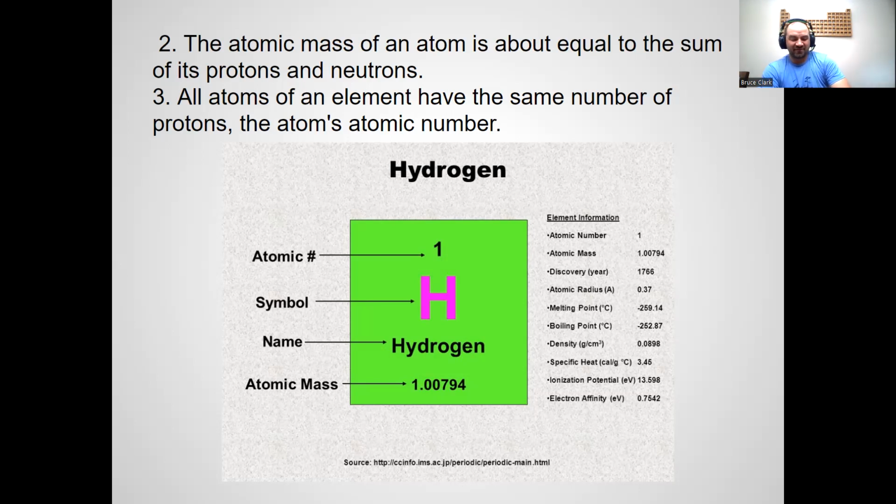The number of protons can't vary. Okay, so if it was an atom that had two protons, it wouldn't be hydrogen anymore. It'd be helium. So the atomic number is the number of protons. Atomic mass is the weighted average of roughly how many protons and neutrons that atom has.